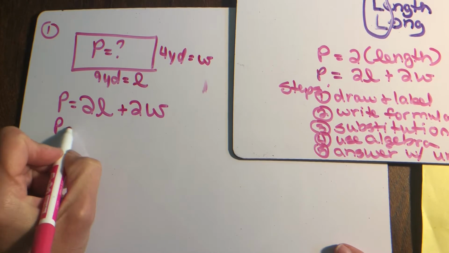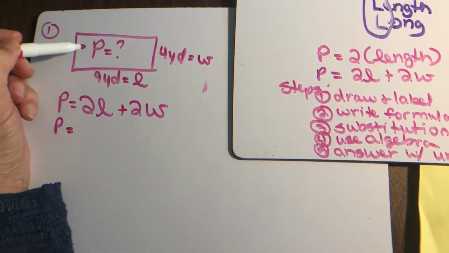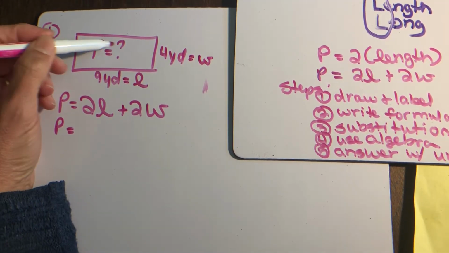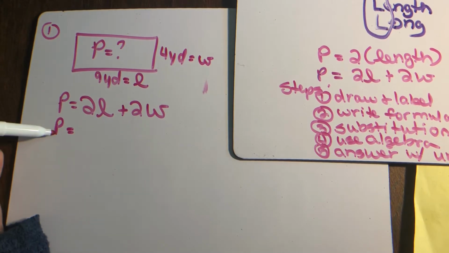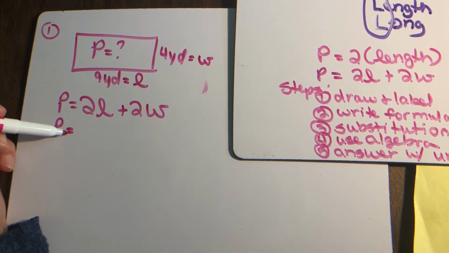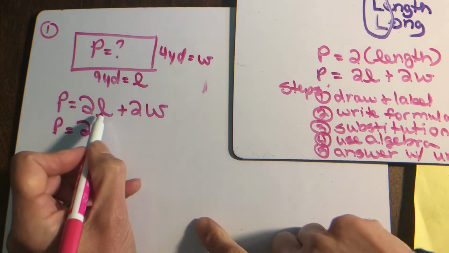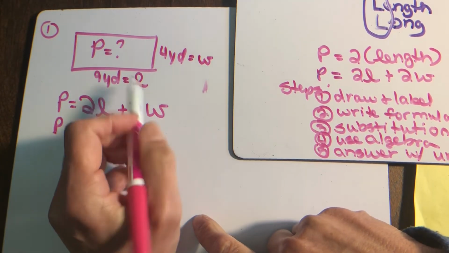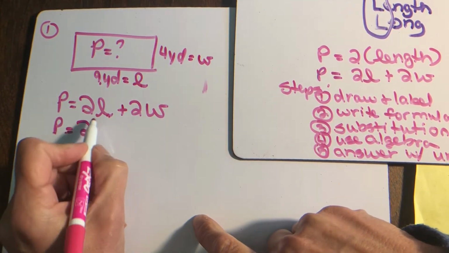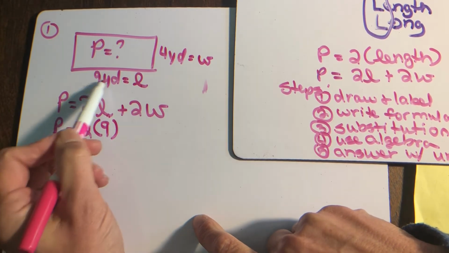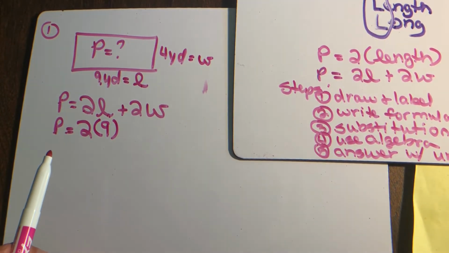And now we want to substitute. So the P, do you have a number for P? No. So the P stays in the formula. You don't put a question mark there. You just leave the letter P. You keep the equal signs. Don't skip your equal signs. You keep the number 2. But do you have a number for L? Yes. You have 9. Now, I'm not going to include the units in the problem so that it's easier for you to see.